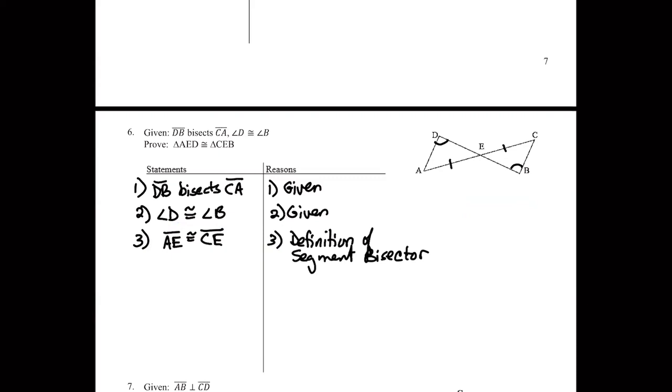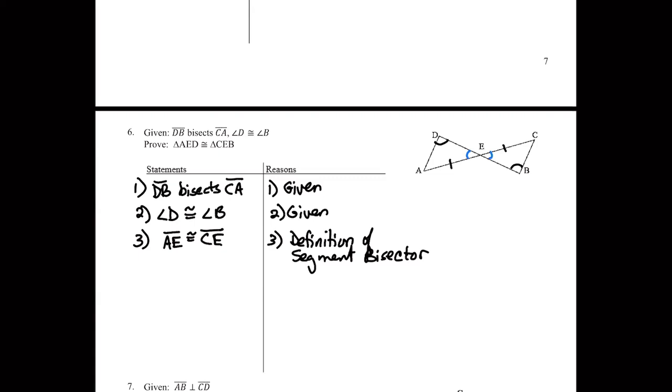It would be great if they said, well, actually, it wouldn't even help us, but it would be more information if they said DB and CA bisected each other, but they didn't say that. All right, but I do have some vertical angles here. And if you remember from last week, these two angles have to be congruent to one another because they're vertical angles. When we talked about parallel lines and transversals and alternate interior angles, we talked about vertical angles. If you have two line segments that form an X, the opposite angles in the X are vertical angles, and those angles are congruent.